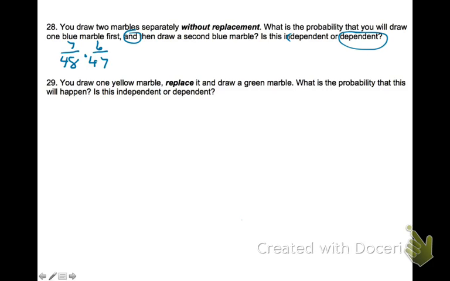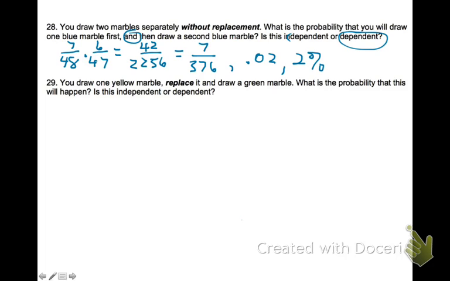Now we'll multiply straight across, which will give us 42 out of 2,256. That'll reduce to 7 over 376, 0.02 or 2%. Not a great chance.